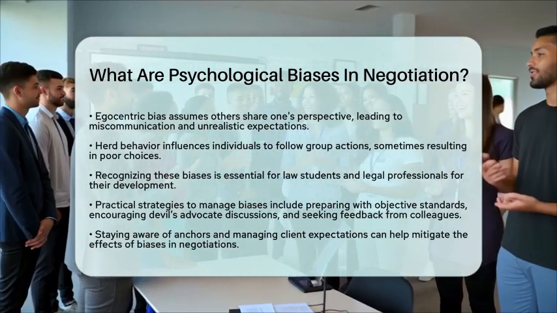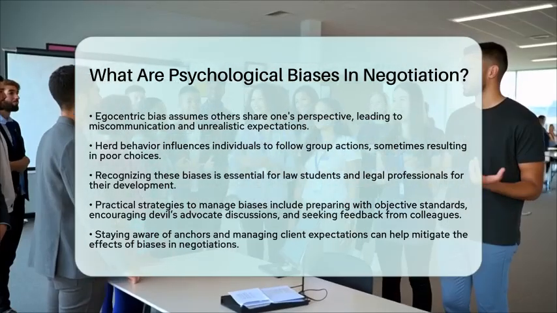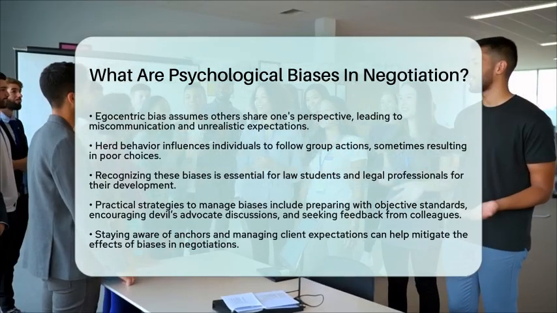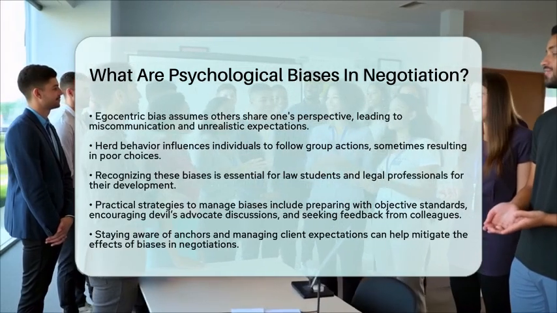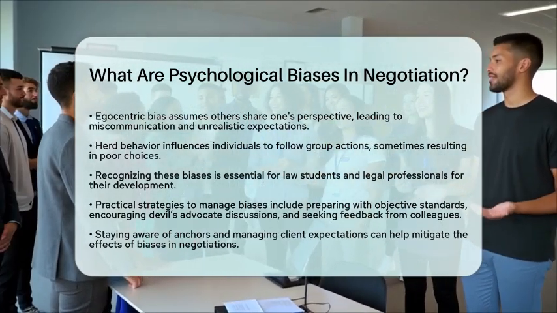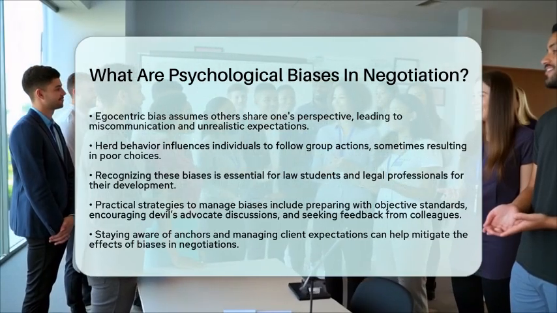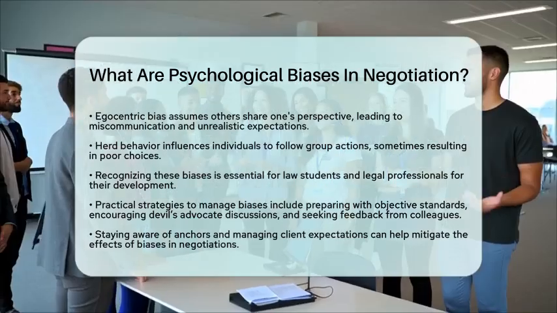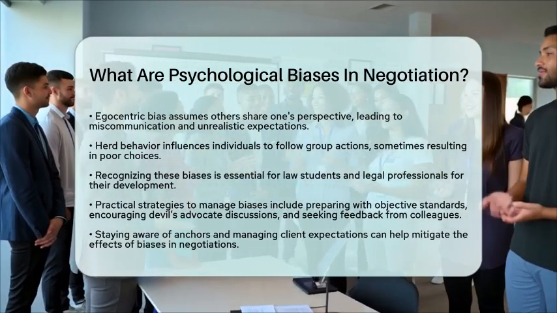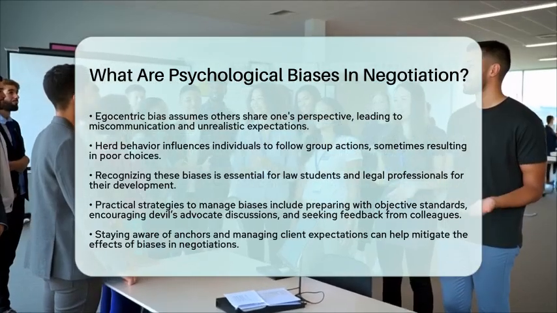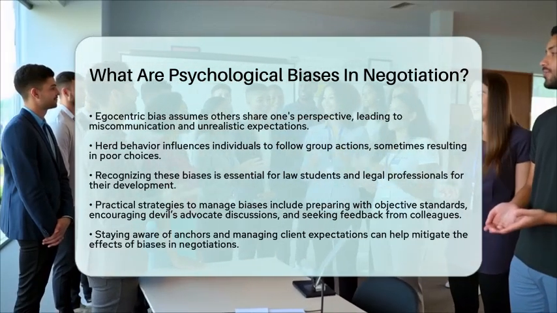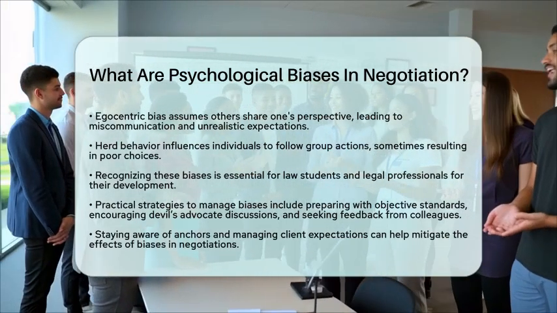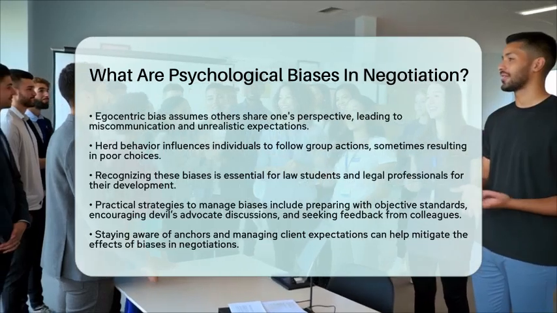Seeking feedback from colleagues or mentors can provide outside perspectives that reduce personal biases. Stay aware of anchors and initial offers, ensuring they do not unduly influence your decisions. Managing client expectations is also important. Help clients understand the risks and realities of litigation to avoid overconfidence driving unrealistic demands. By understanding and managing these psychological biases, legal professionals can make more informed decisions in negotiations. This leads to better outcomes for clients and enhances overall negotiation effectiveness.